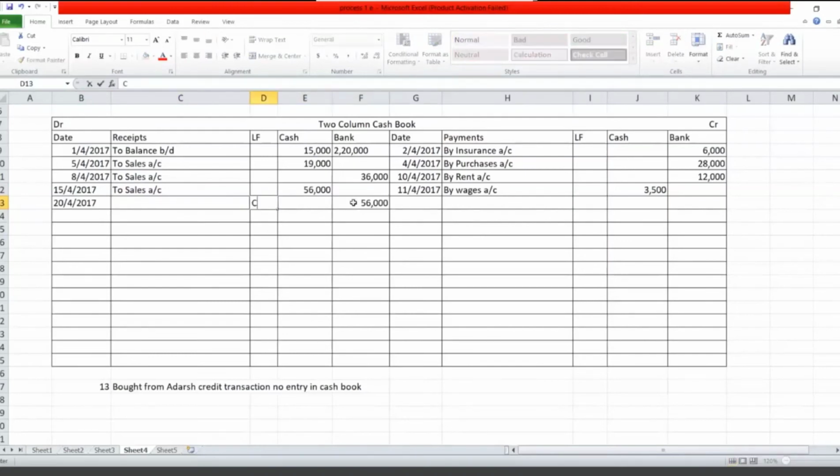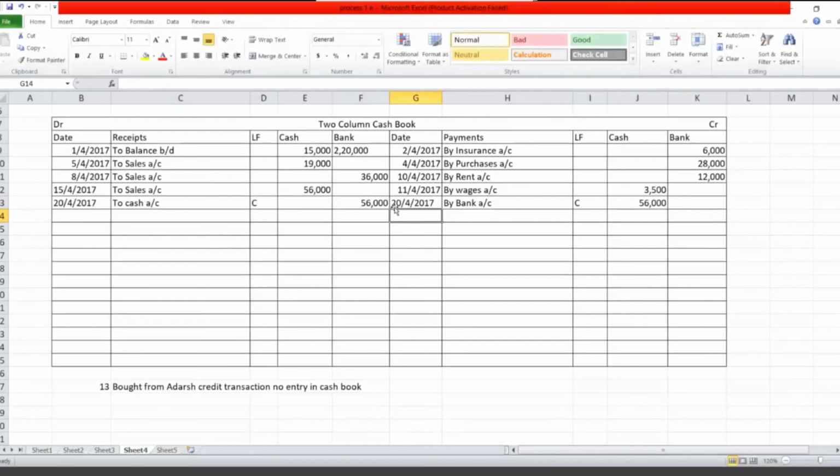And this is a contra entry. When you are writing in the bank column, we will write to cash account. Sorry, when you are writing in the cash column, we will be writing by bank. For whom it is payment, for cash it is payment. So write down in the bank column 56,000.